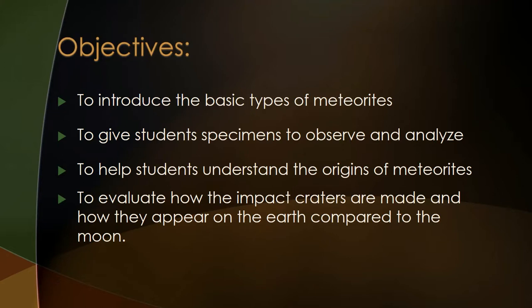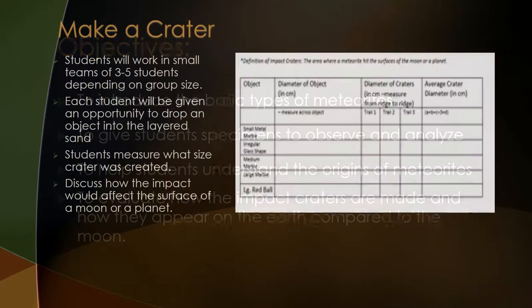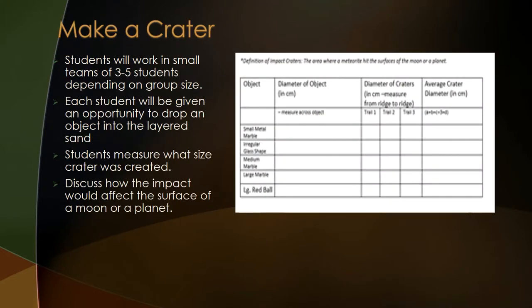The objective of this activity is to give students an opportunity to compare and contrast the visual differences of objects older than Earth, and to create their own evaluations of how meteorites help scientists study the universe. This activity is designed to help the student visualize what happens to the moon and other celestial bodies when a large object from space hits their surface.